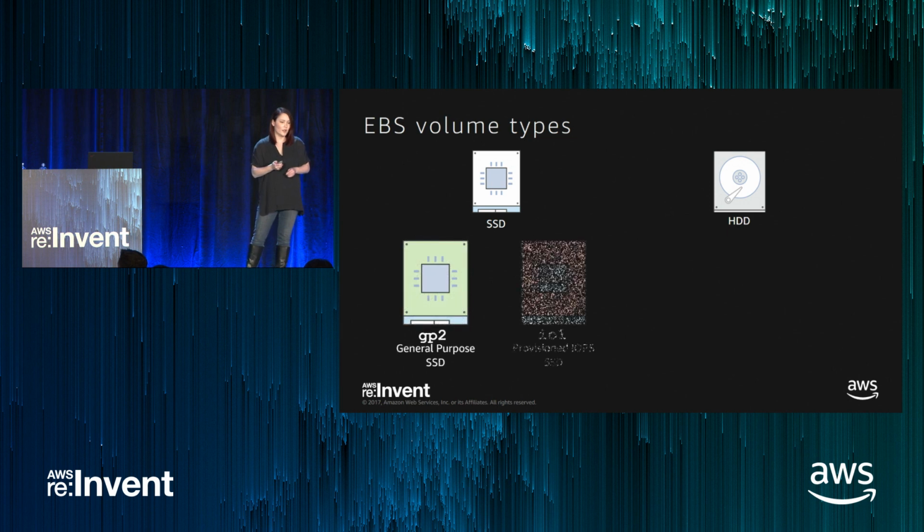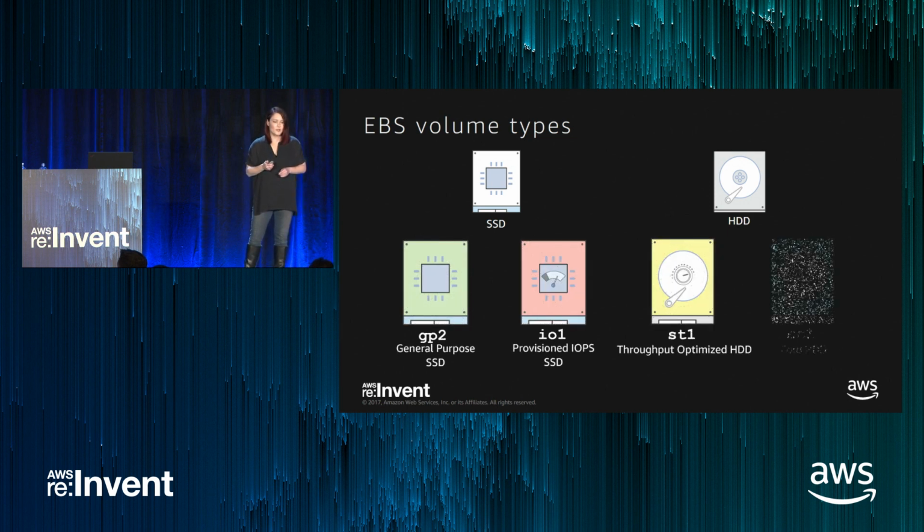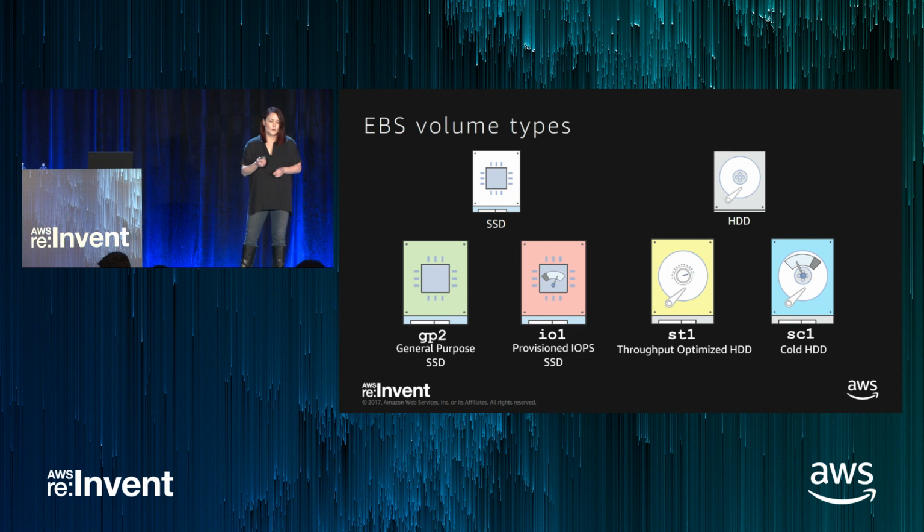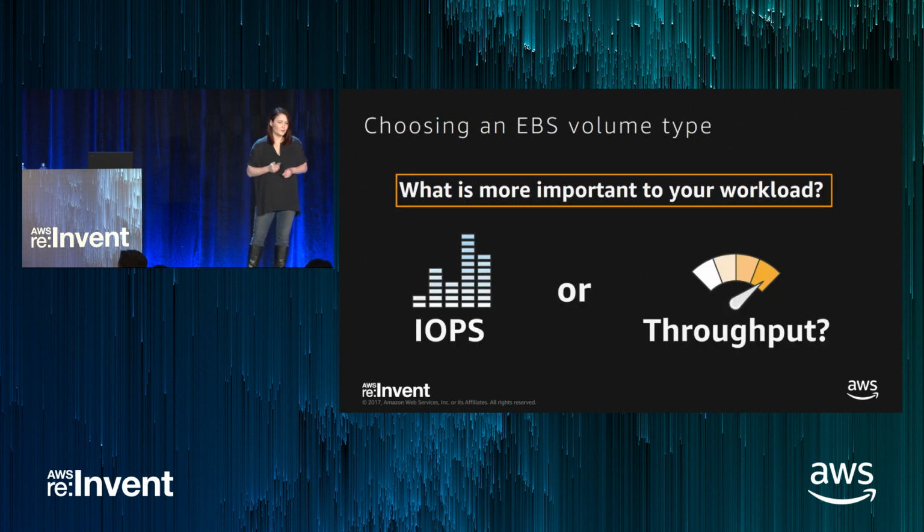So here's the whole portfolio. On SSD, we've got GP2 and IO1. On the HDD-backed volumes, we've got ST1 and SC1. How do you choose the right volume type?